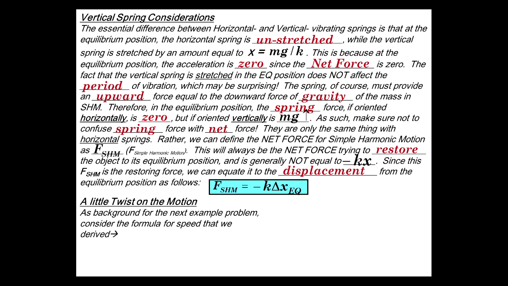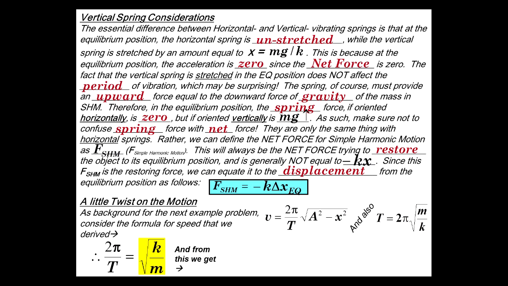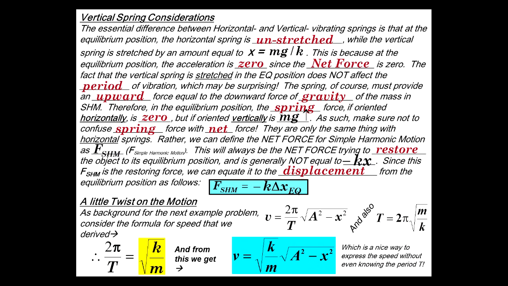So for the next problem that we're going to do, we had v is 2 pi over T times the square root of A squared minus x squared, and also we know that the period is 2 pi times the square root of m over k. And we can combine this together. You see this 2 pi over T? This has 2 pi over T. Let's divide both sides by T and solve for that as follows. 2 pi over T equals square root of k over m. That's kind of nice. Then we get v is equal to square root of k over m times square root of A squared minus x squared.